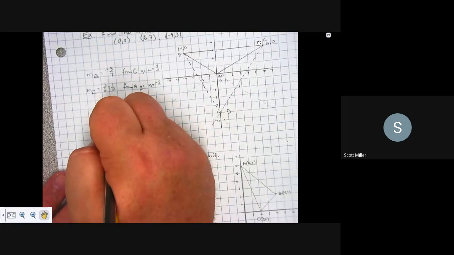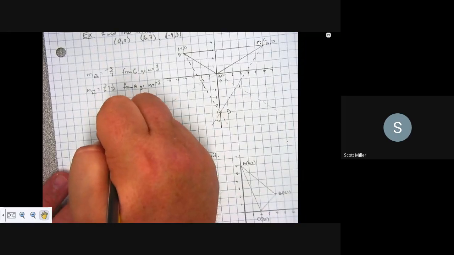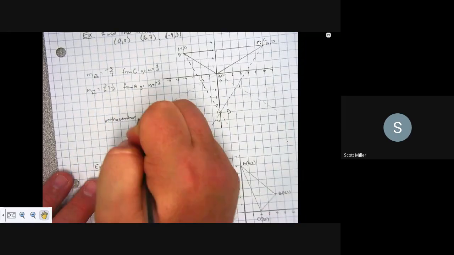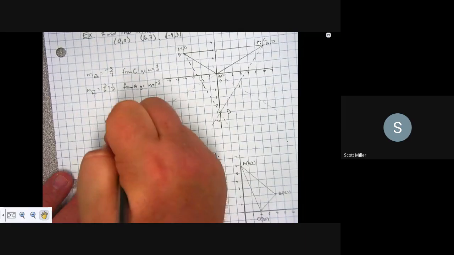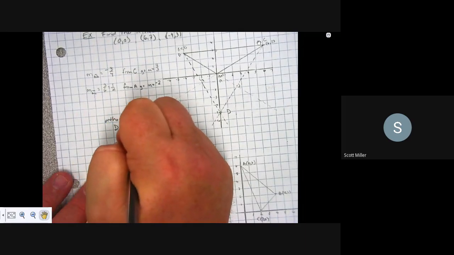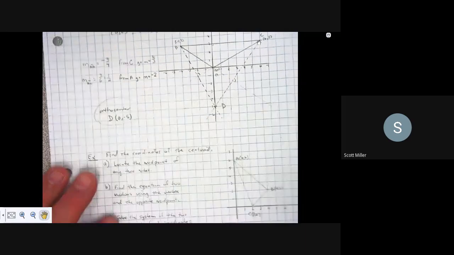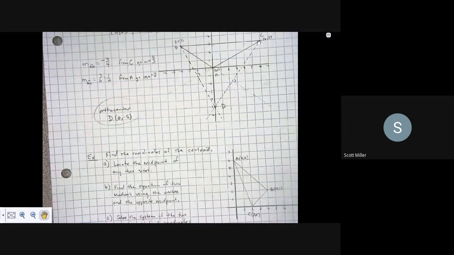So my orthocenter is the point D, and that is at (0, -5). So that's the slope approach. Again, you could have done the construction approach also.